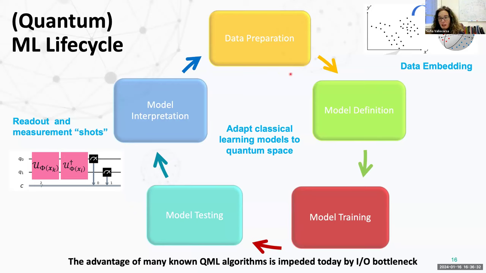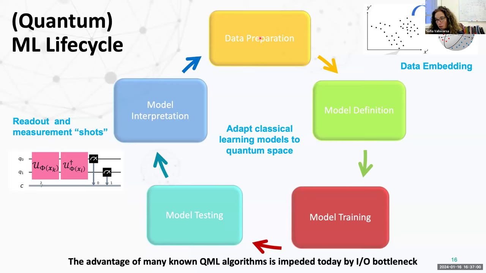There is a stage in which you need to do data preparation. This can be more or less heavy depending on how much feature engineering you want to do. If you're doing deep learning, you probably want to keep this to a minimum. However, this is a very important step in quantum computing because it involves the moment in which you load classical data onto the quantum state. There are many options for doing that, and the way you do it has an impact on the performance of the algorithms.